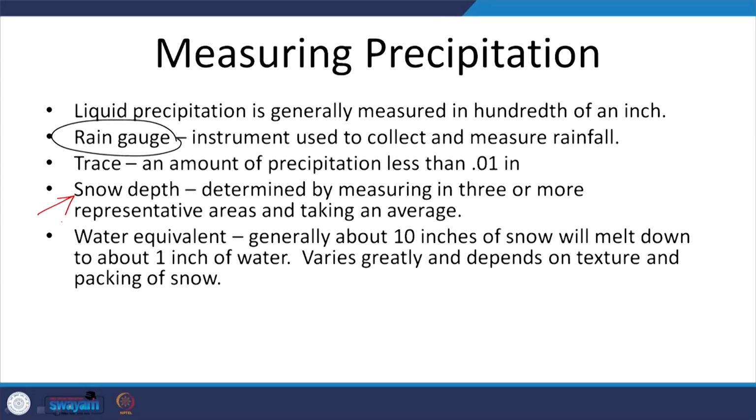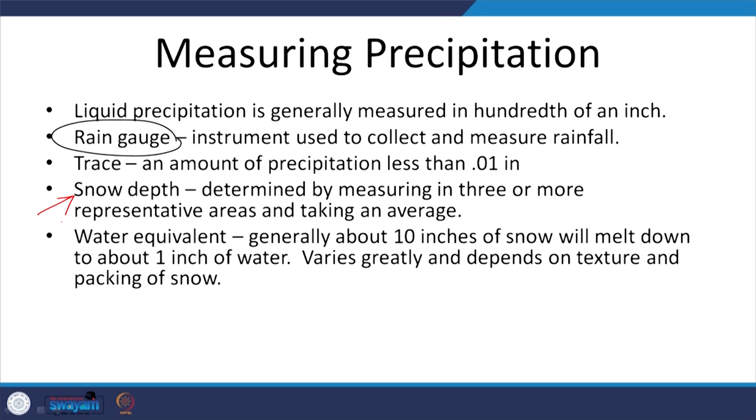So, on a typical calibrated surface, let us say how much has it rained, right. So, trace, let us say, is an amount of precipitation which is less than 0.01 inch, right. Let us say if you want to quantify snow, just like you have quantified the rain in the units of inches, you can also quantify the snow, how much amount of snow has happened. So, determined by measuring in three or more different areas the depth of snow that has occurred over a period of time, then you take an average, right.